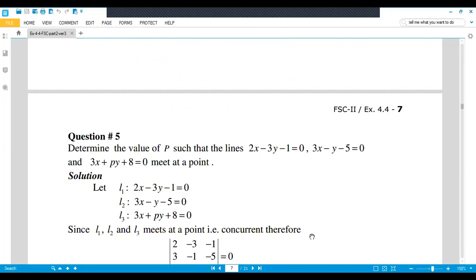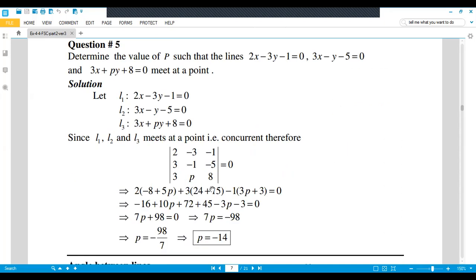Number 5 is: determine the value of p such that the lines this and this and this meet at a point. Meet at a point means concurrent. Again, the coefficient of x in the first column, the coefficient of y in the second column, and the constant in the third column. So when we take this 2, this value and this value determinant, we get minus 1 multiplied by 8 is minus 8, minus p multiplied with minus 5, so 5p, minus into minus 3 is plus 3.